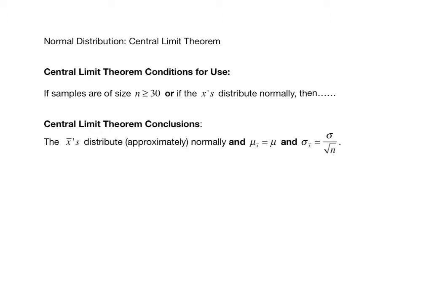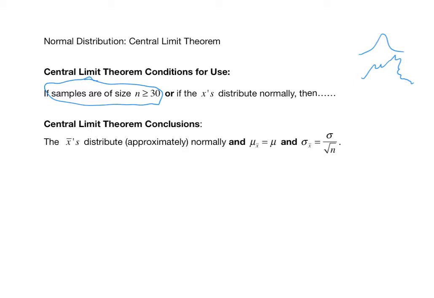So the first thing, in order to use the central limit theorem, one of two things has to occur. Either you have to have samples of size n greater than or equal to 30, and that doesn't matter how the original data distributes. It could distribute as a bell curve, or it could distribute chaotically. It doesn't matter. If your sample sizes are of n greater than or equal to 30, you can use the central limit theorem.